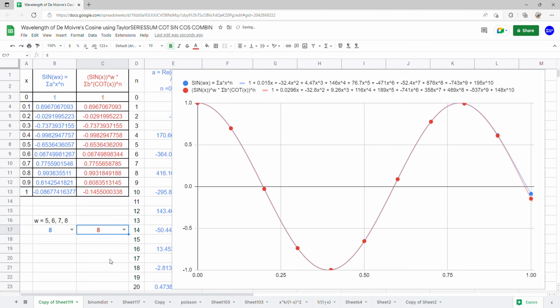So this completes the use of the function SERIESSUM, cotangent, sine and cosine and combine, and data validation to generate or to change the wavelength of the Moivre's cosine.